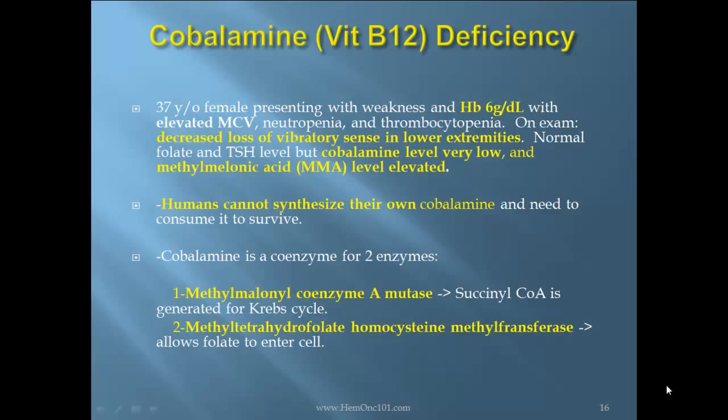Humans cannot synthesize their own cobalamin and need to consume it to survive. Cobalamin is a coenzyme for 2 enzymes. The methylmalonyl coenzyme A mutase, in which succinyl-CoA is generated for the Krebs cycle, and the methyltetrahydrofolate homocysteine methyltransferase, which allows folate to enter the cell.